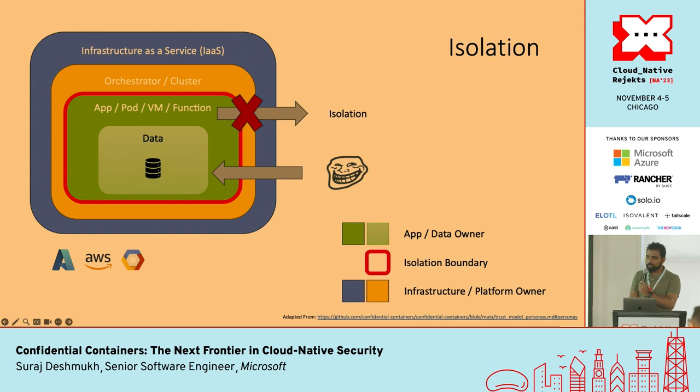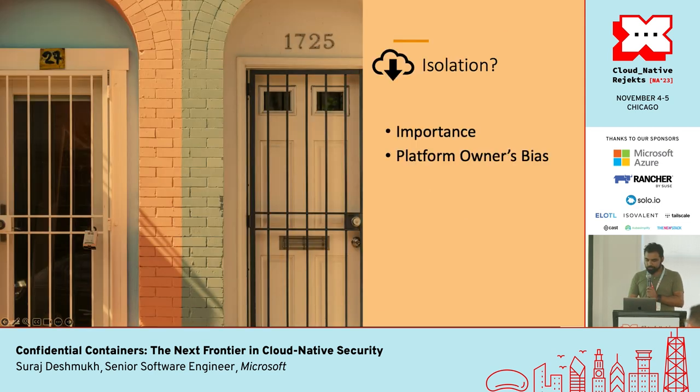But what about the outsiders? What about whoever is owning the orchestrator or whoever owns the infrastructure? They can still see it, although they promise that they won't, but they still have the capability of seeing what's inside, as in what application you're running. Even if your data is encrypted, they might not see that, but they can still see inside. They can do a memory dump or whatever. So that's where isolation doesn't affect the app owner's concern. It's the platform owners' concern that is being addressed here.